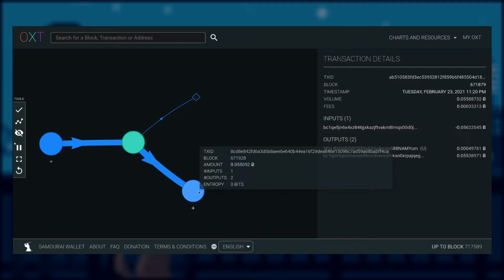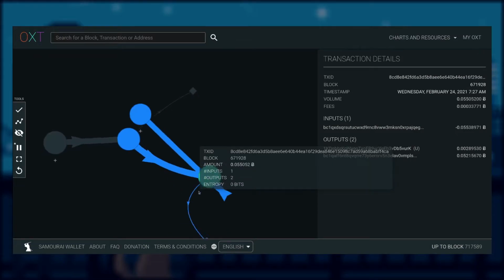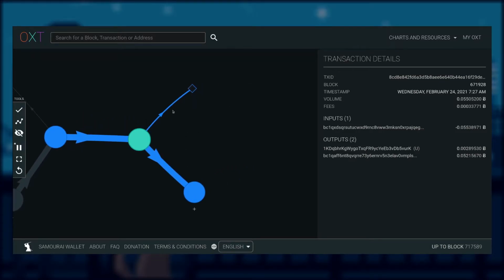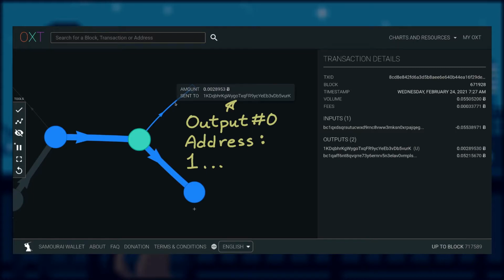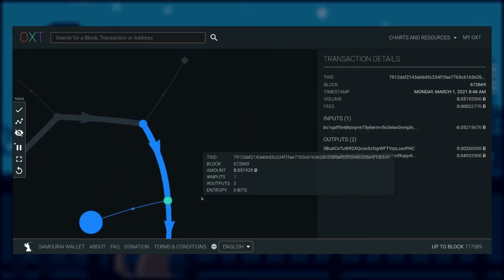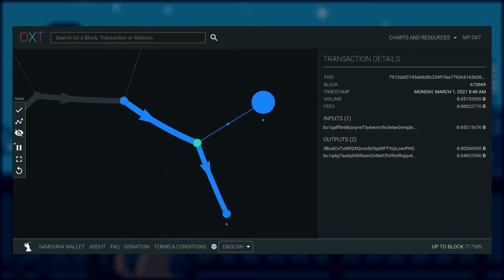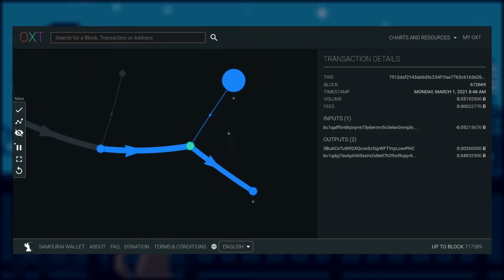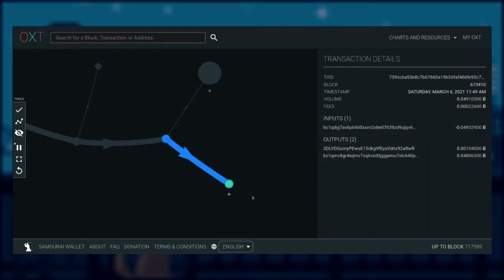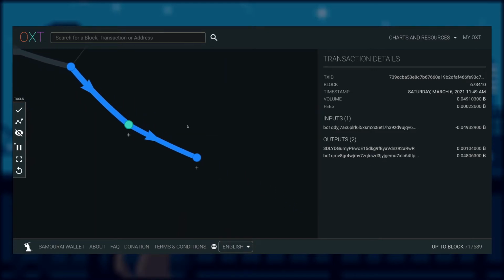Let's follow the change output to the next transaction. Once again, output 0 address begins with 1, whereas output 1 address matches with the input. Both begin with BC1Q. The third transaction seems to be a similar story once again. Let's keep following our subject by selectively expanding the output with matching address type from this point on.